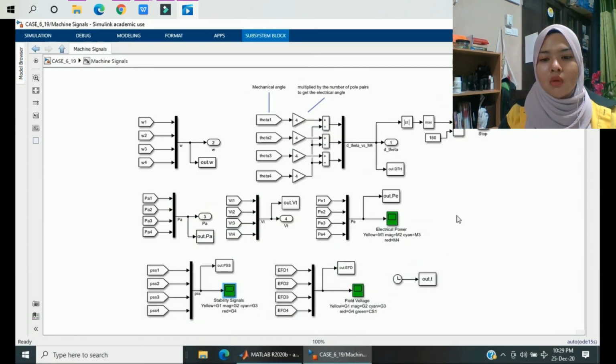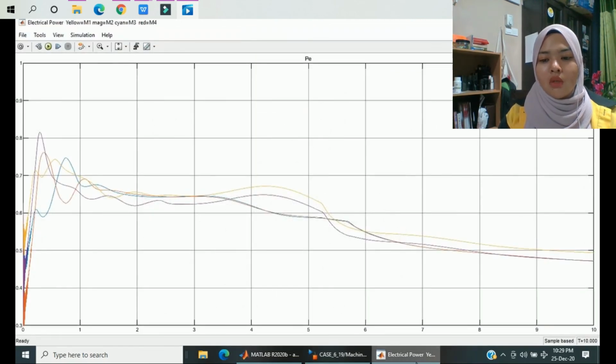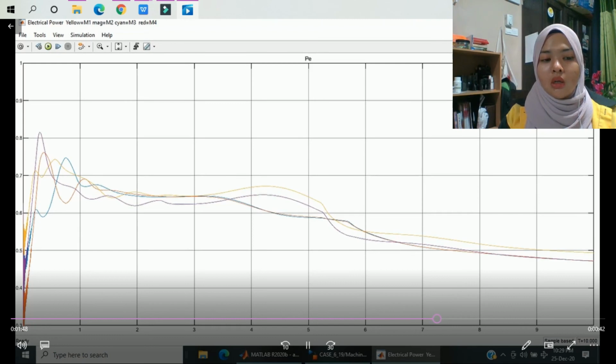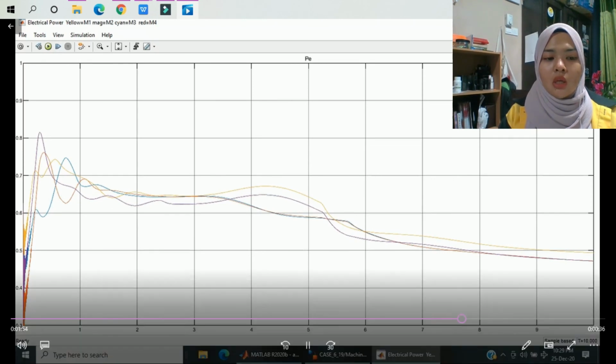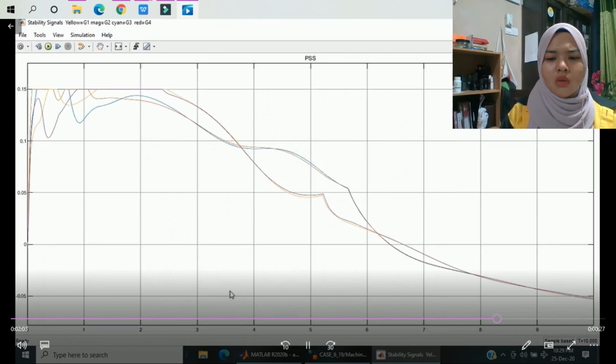Right, so we move to electrical power. So here is the electrical power. At the beginning there is rising, and there is an increment, and then it started to stabilize at second 6, and then it drops slowly. Next we move to stability of the system. Here at the beginning it is rising, and then it is unstable at the value of 0.15, and then it slowly decreases until the end of the time.